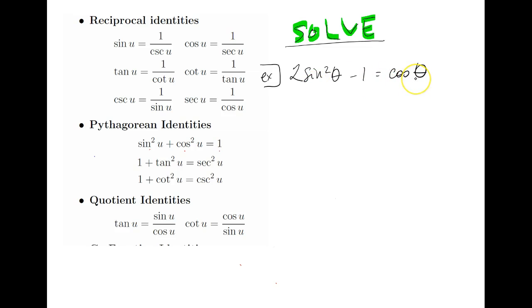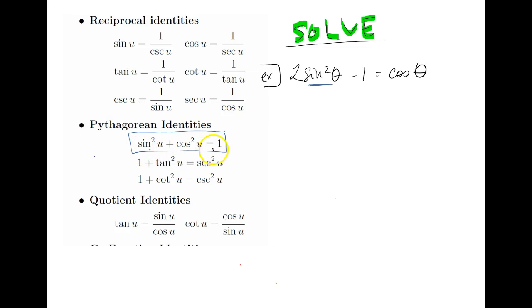What makes it hard is there are 2 different trig functions. There's a sine and a cosine, and you're supposed to solve, so you need it to really be the same word. So you either need to turn cosine into sine, or sine squared into cosine. The only one that's possible is this one, and here's why. There is nothing up here that turns a cosine into a sine. But if you have a sine squared, then you can look at this identity and you can do a substitution.